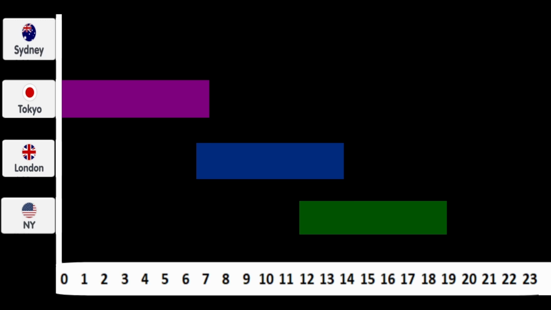We also have the New York session. The New York session opens at 5:30 p.m. and closes at 2:30 a.m. the next day in IST. In GMT it opens at 12 p.m. and closes at 4 p.m.